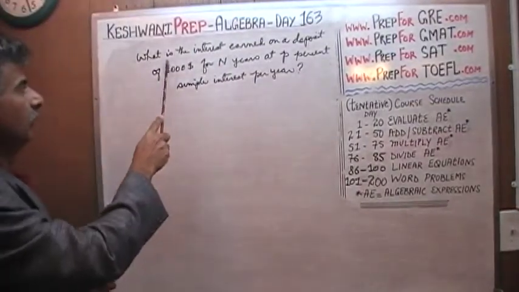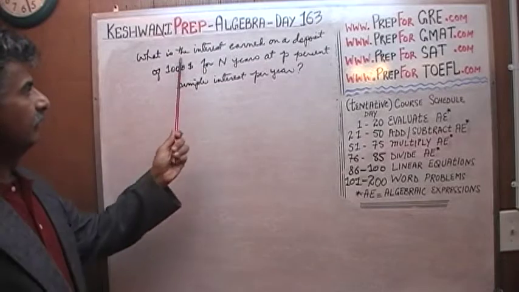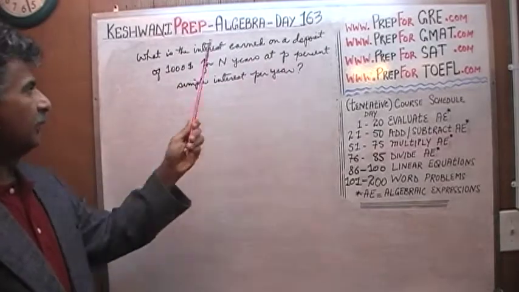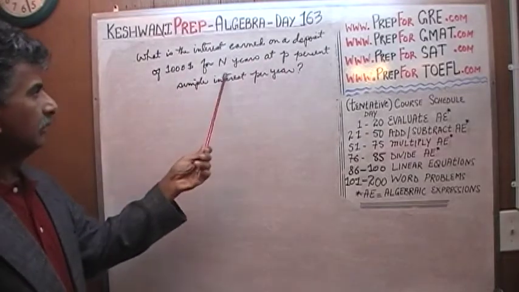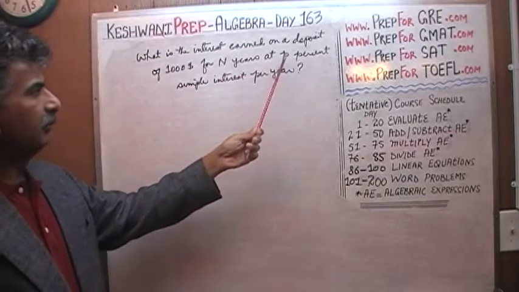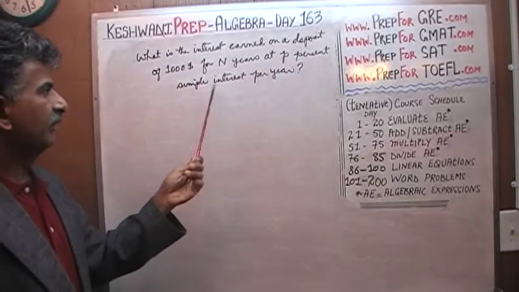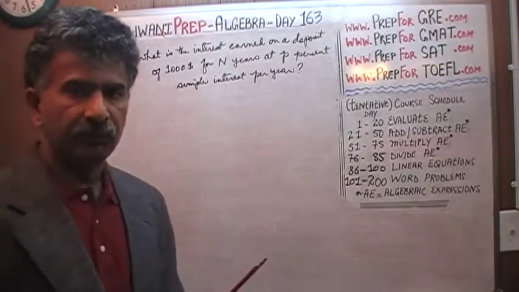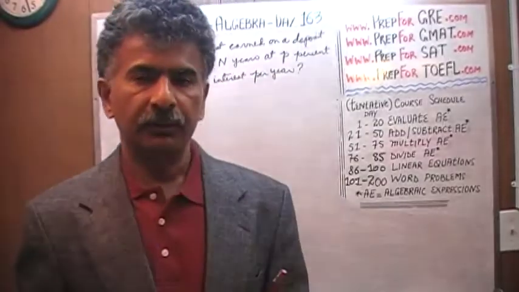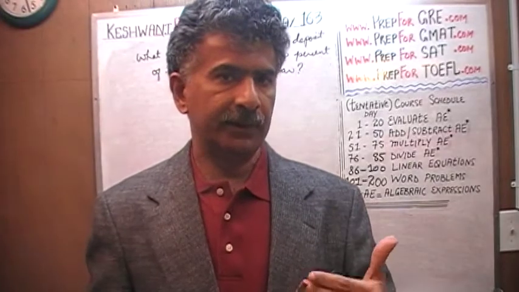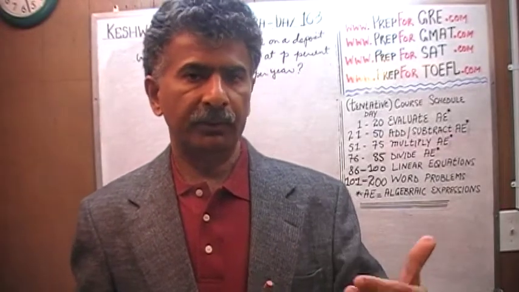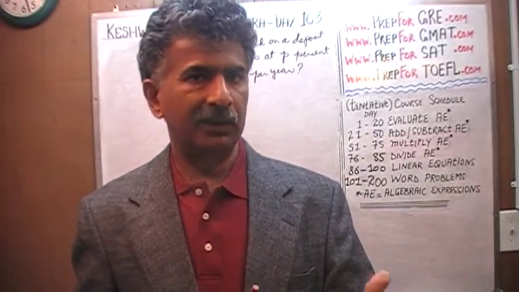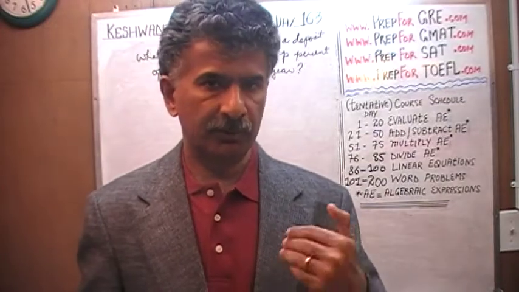Question is, what is the interest earned on a deposit of $1,000 for n years at p% per year? P% simple interest per year. Simple interest as opposed to compound interest. In other words, the interest that we're going to earn at the end of the first year, the following year, that interest will not earn interest itself. We're just going to earn simple interest.